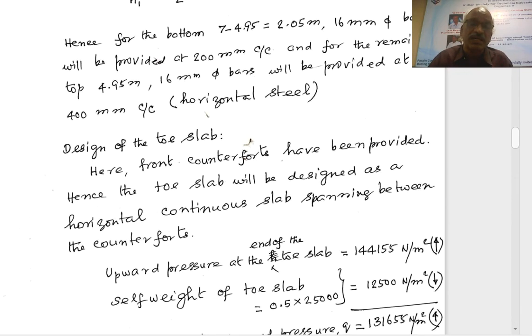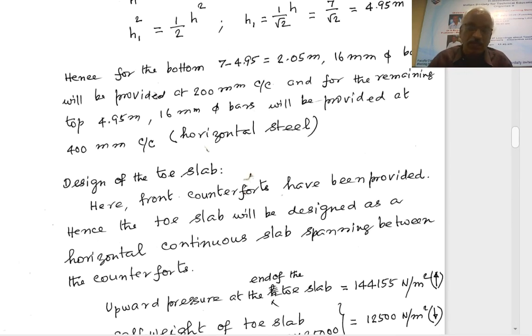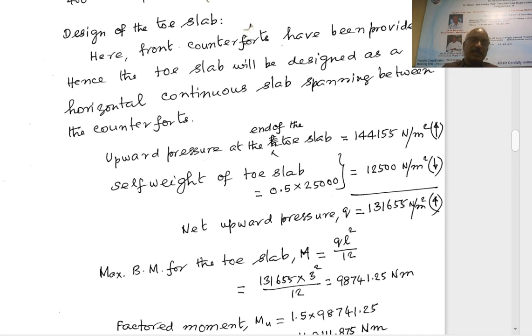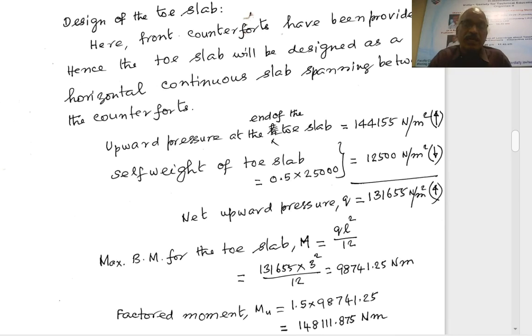This is the design of the toe slab. Yes, this is what we have been discussing, right? Now coming to the toe slab, the upward pressure at the end of the toe slab, highest pressure, is 144.15, that is in the upward direction. The self weight of the toe slab is 0.5 into 25,000.